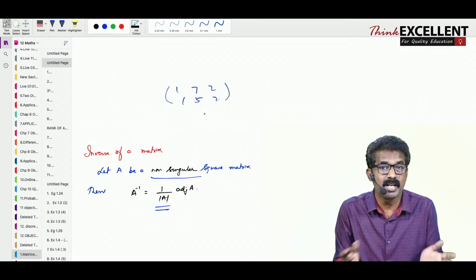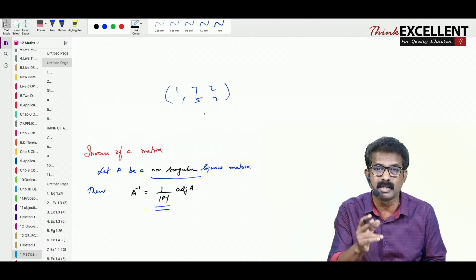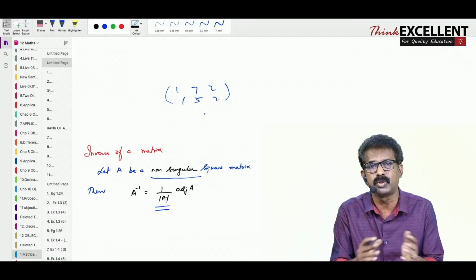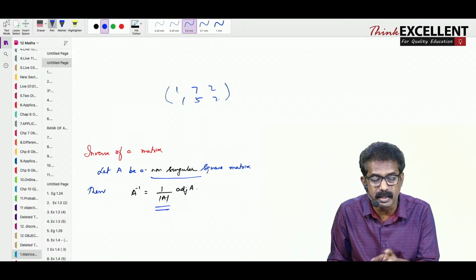A matrix can be of any order. This is another difference I didn't mention at that time. A matrix can be of any order, but a determinant is always of a square matrix. It will be either 2 by 2 or 3 by 3. So only for a square matrix does the inverse exist.